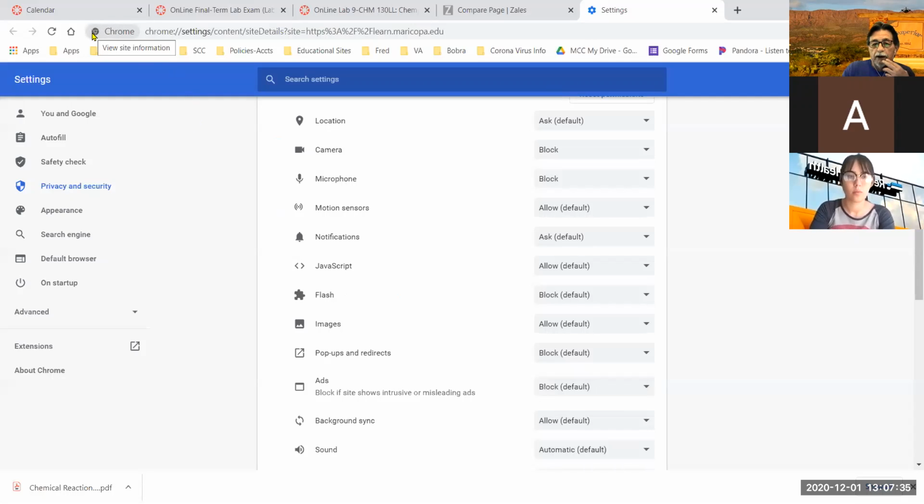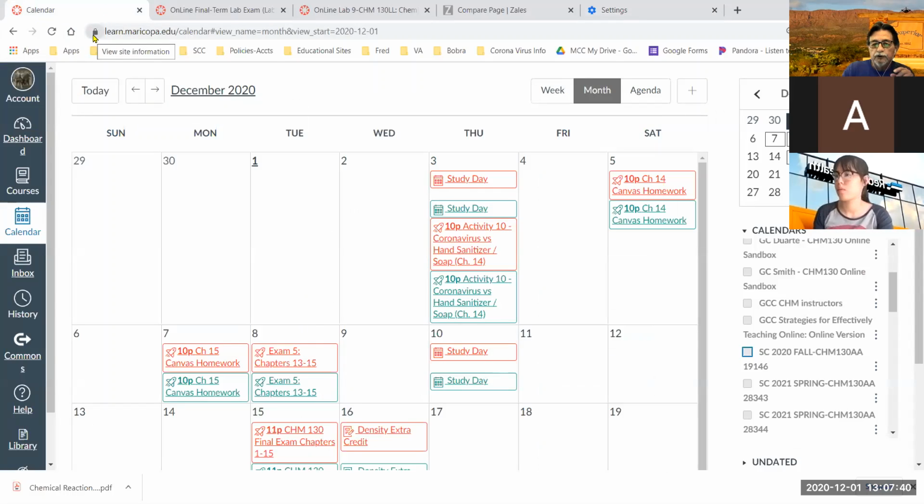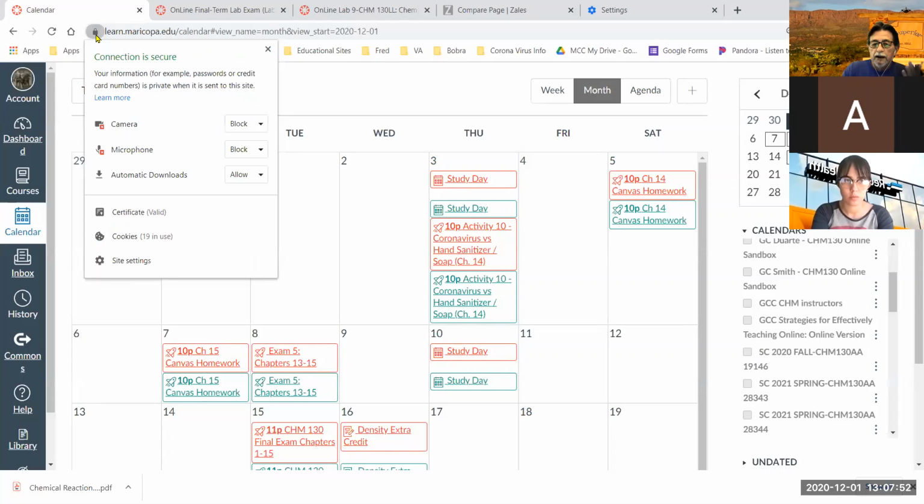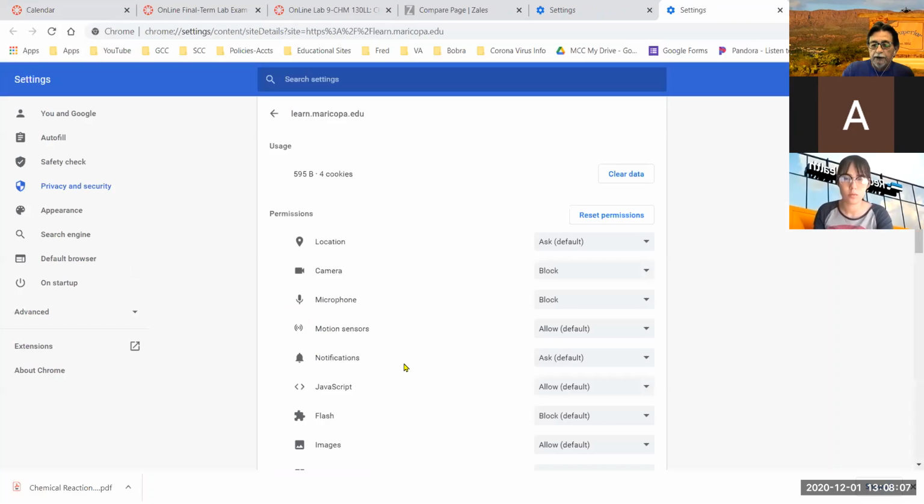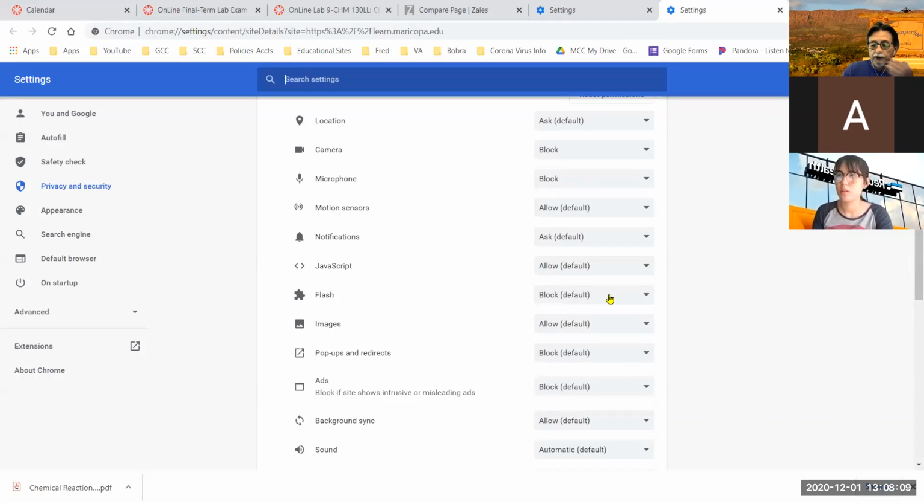Go to that little icon. See, the icon is locked up. That means that certain things are being blocked. Click the icon. You see on my computer? Click that. A window drops down with some information. It may not have a flash option here, like I only have camera, microphone, and so forth. Go to site settings. All right, I got it. Got it? And then from there, go down to flash and then allow.